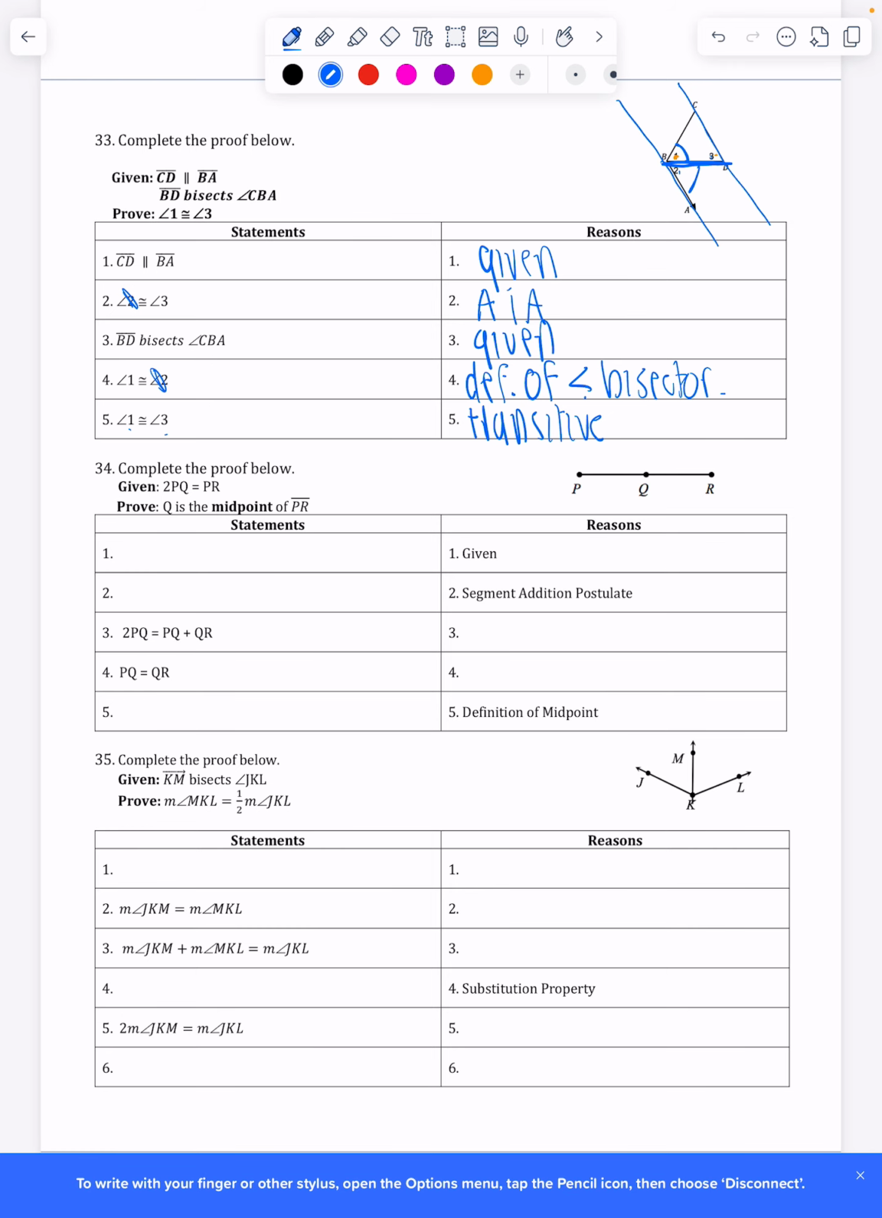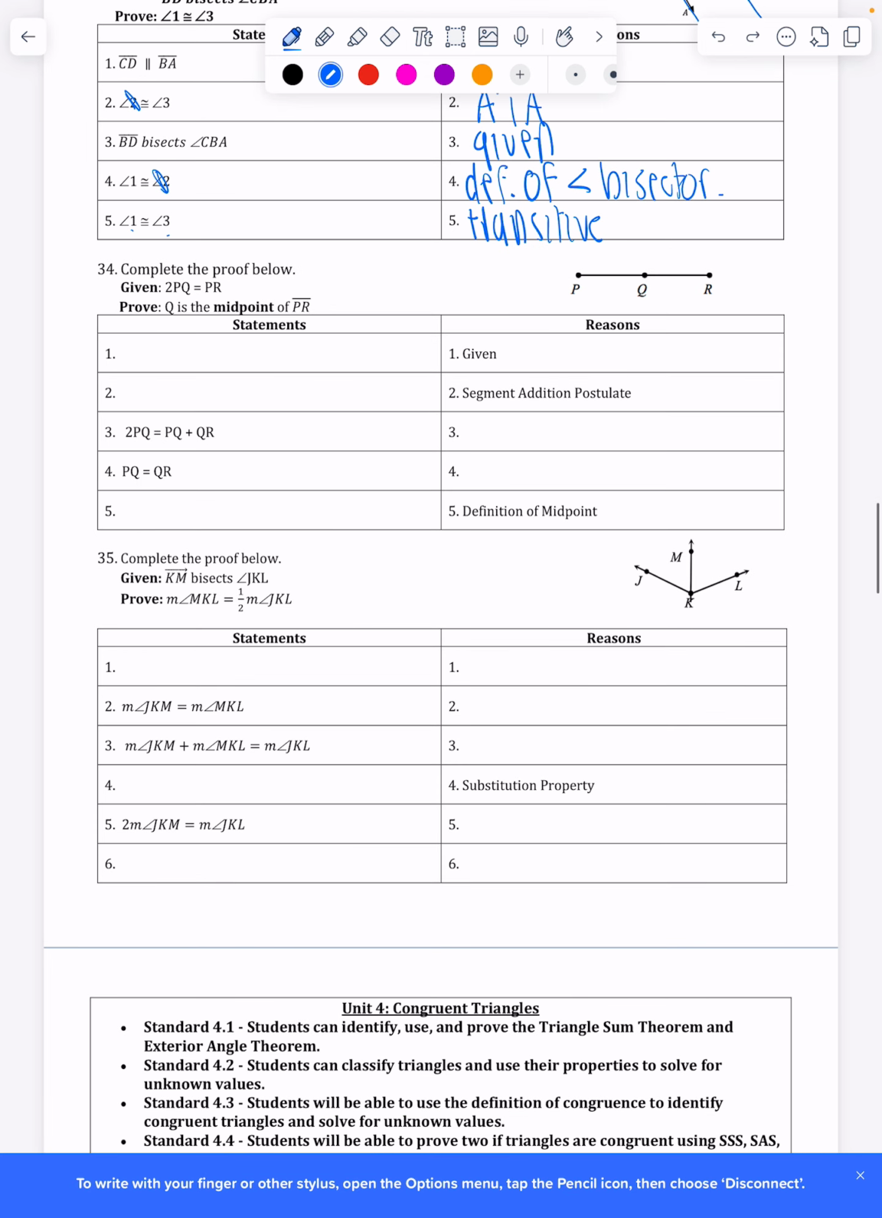All right, moving right along, complete the proof below. Okay, so 2PQ equals PR. All right, let's write that in our given. 2PQ equals PR. And then it's going to be segment addition. So we're going to say PQ plus QR equals this whole segment. All right, so PQ plus QR equals PR.